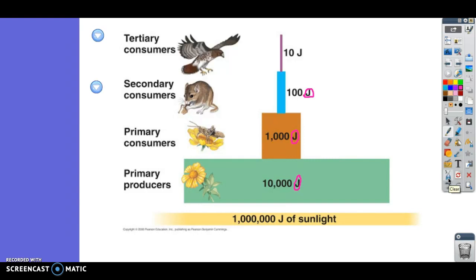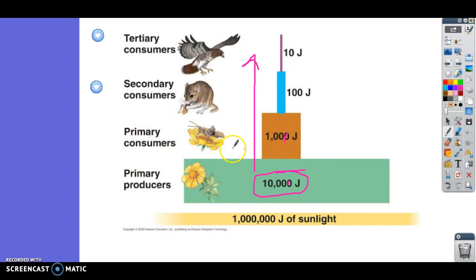Another way we can measure energy is with calories. So when you eat food, calories, that's an amount of how much energy it's going to give you. So here at the bottom with the producers, let's look at this. We have 10,000 units of energy, 10,000 joules. As we move up, we get less and less. Notice it decreases by 10 every single time. So here we have 10,000.